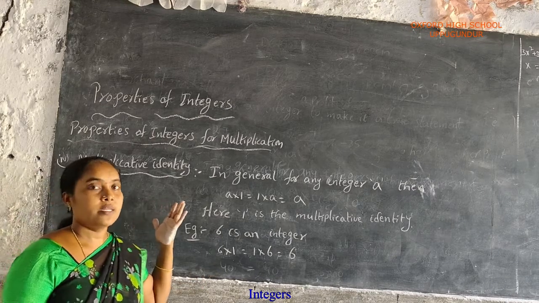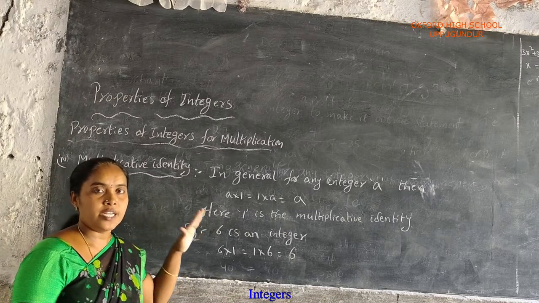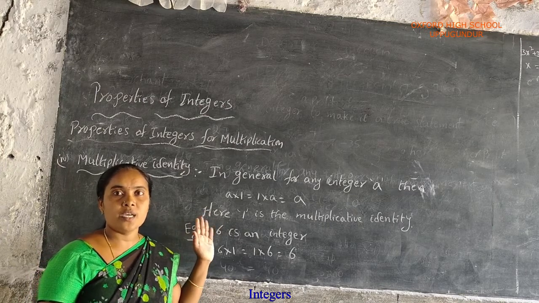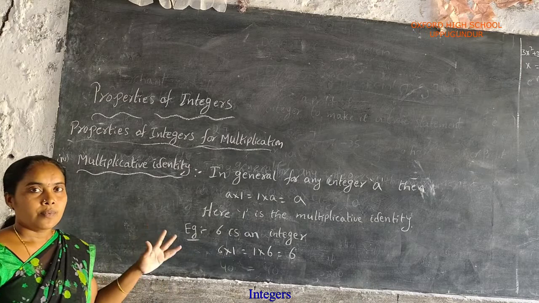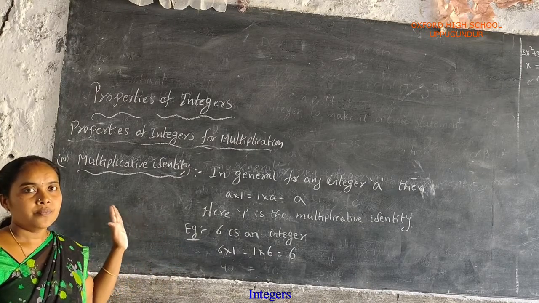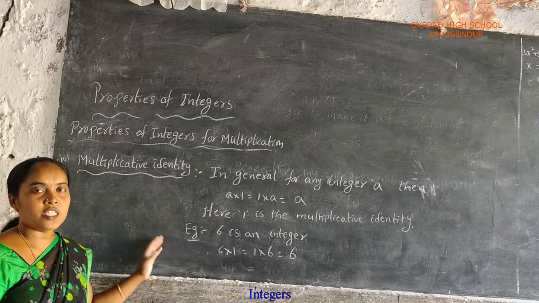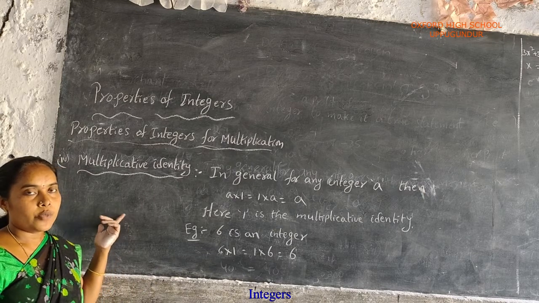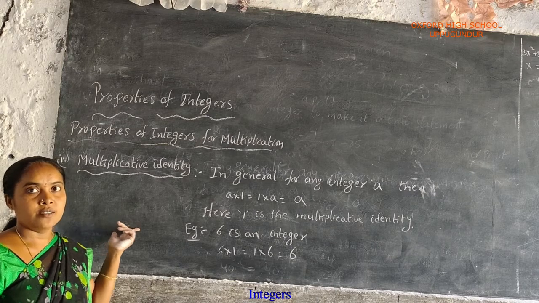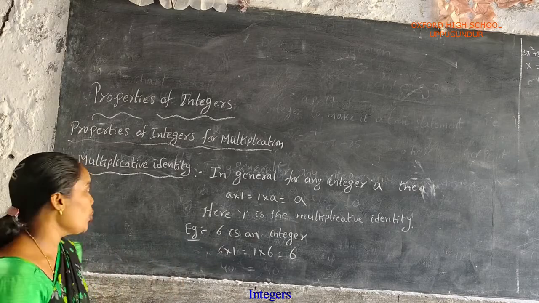Okay, up to now we have discussed properties of integers under addition and under multiplication. Under addition: closure property, commutative property, associative property, additive identity, additive inverse. Under multiplication: closure property, commutative property, associative property and multiplicative identity. So next one, distributive property.